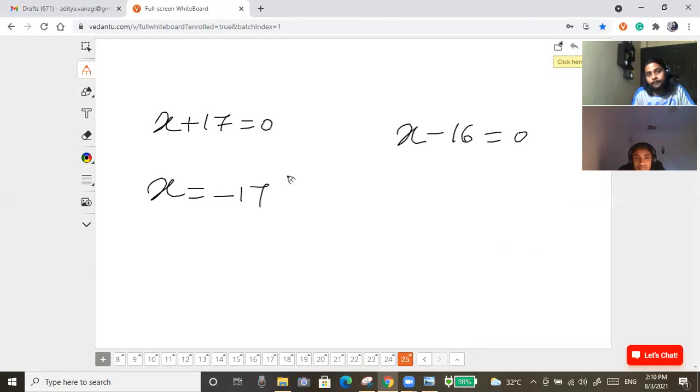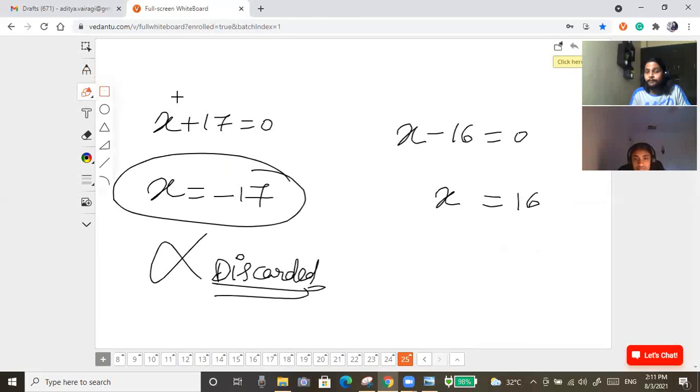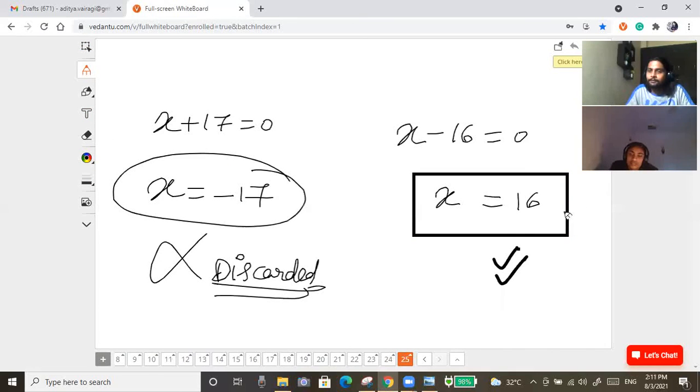They said it's a positive number, right? So this will be discarded. In word problems, most of the times one answer is discarded because that doesn't make sense. They said positive number and we got negative here, so that will be discarded. Only this will be the correct answer. The number is 16.